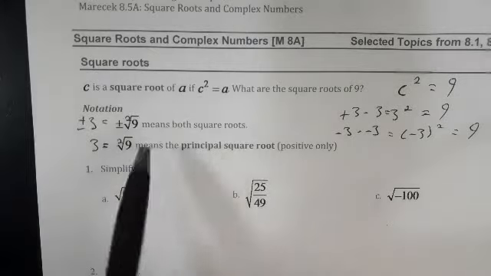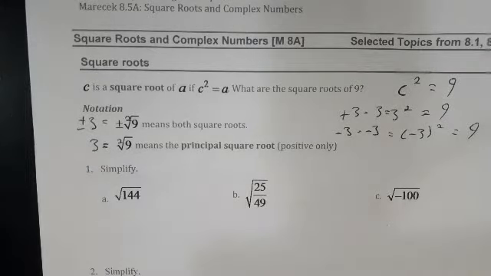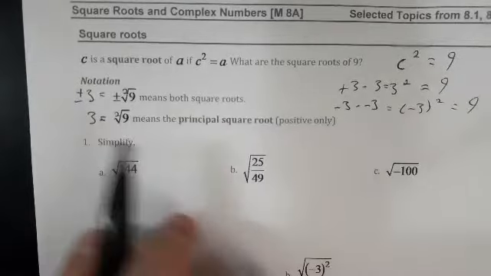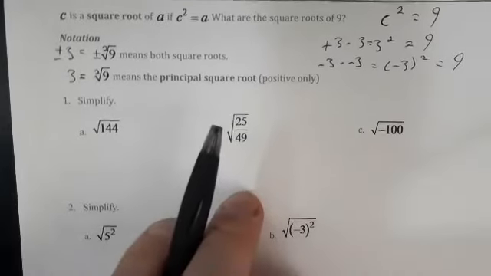When we see the radical just by itself, we're just talking about the principal square root, or the positive square root only. So this is probably what I would typically mean if I say square root of 9. I'm just talking about the principal square root.